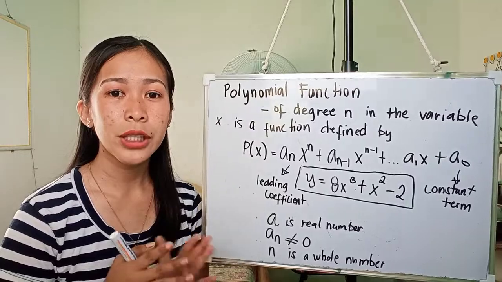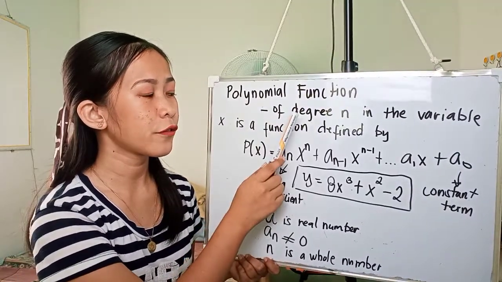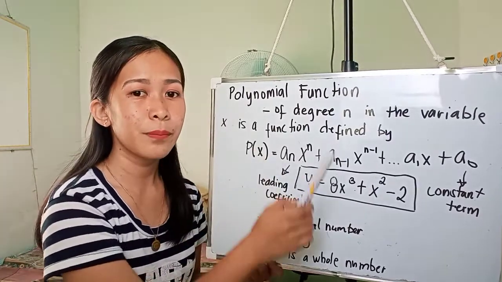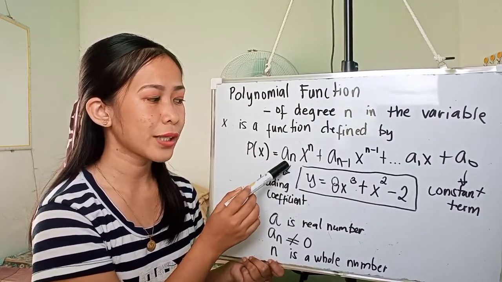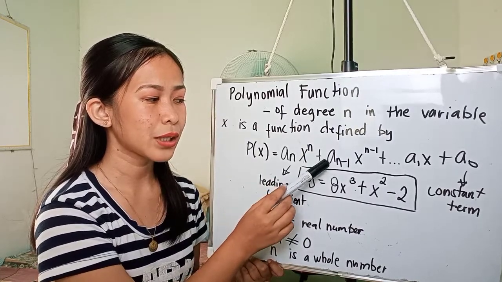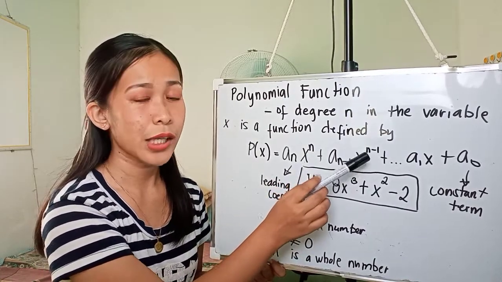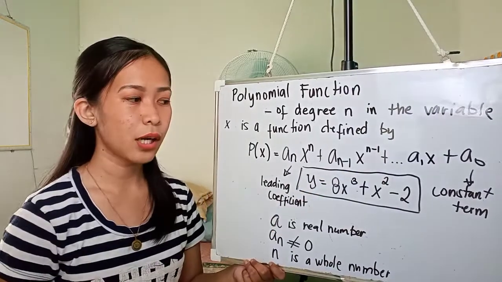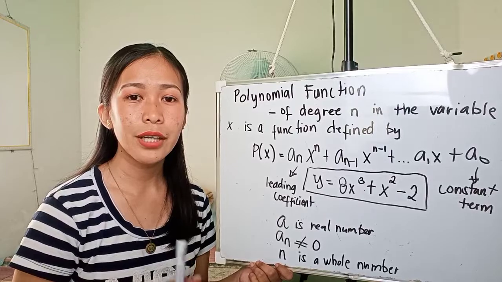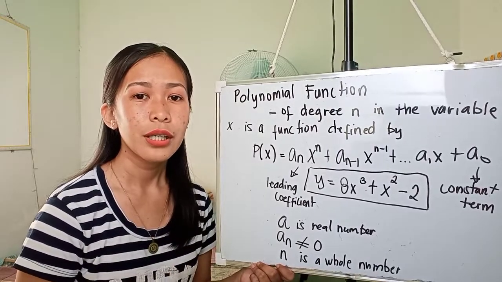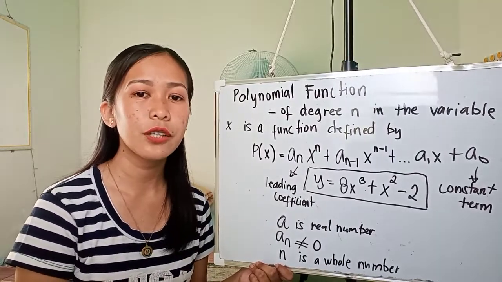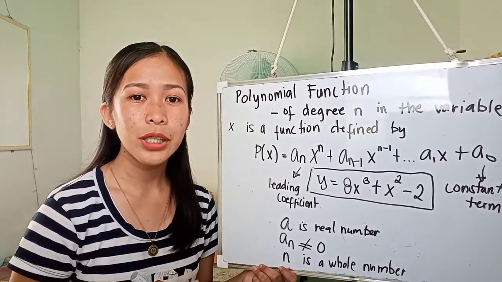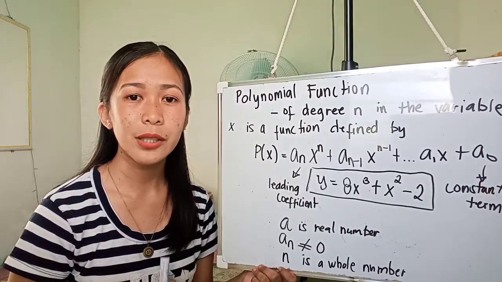And when we say polynomial function, it is of degree n in the variable x is a function defined by p of x is equal to a sub n, x raised to n plus a sub n minus 1, x raised to n minus 1 plus a sub 1, x plus a sub 0. And when we say we're gonna illustrate sa polynomial function, ibibigay lang natin yung pinaka-definition and of course yung mga terms related to it, okay? So, polynomial function can be expressed as a polynomial.